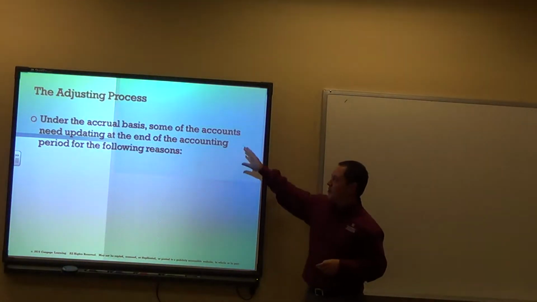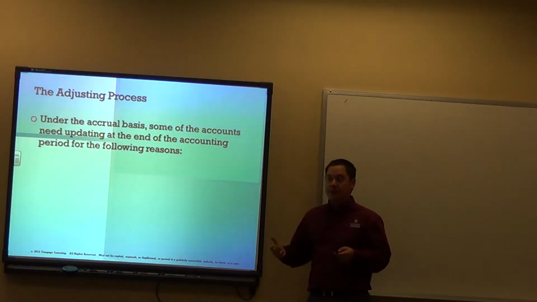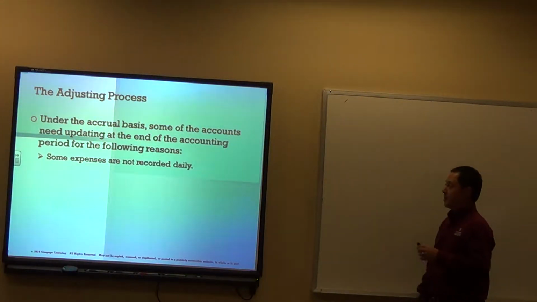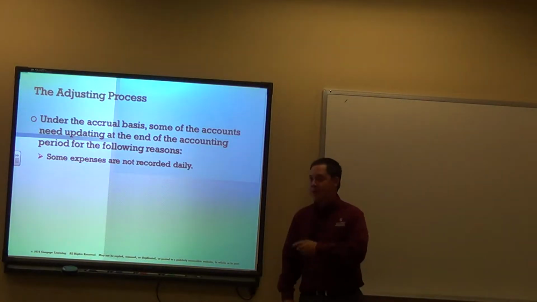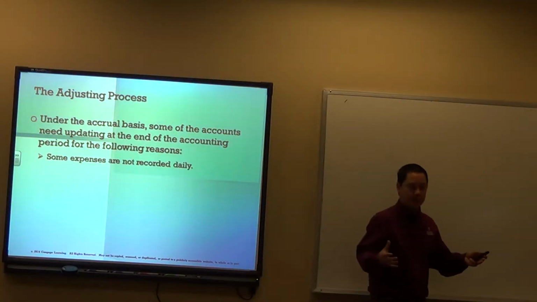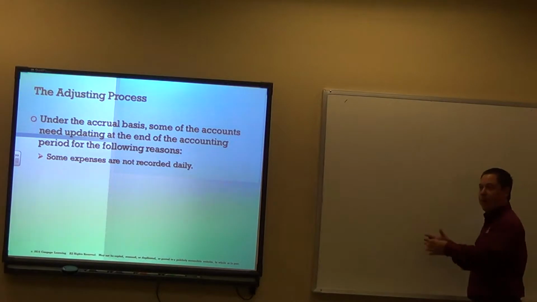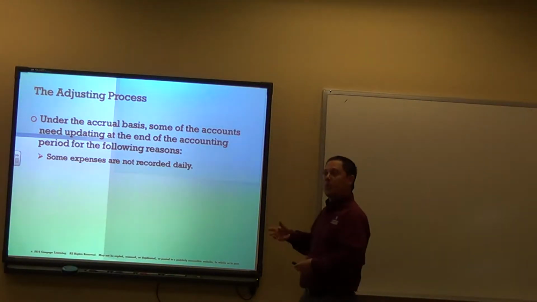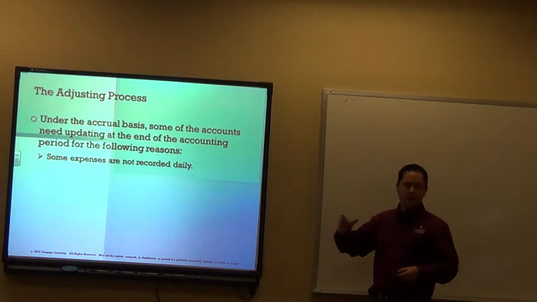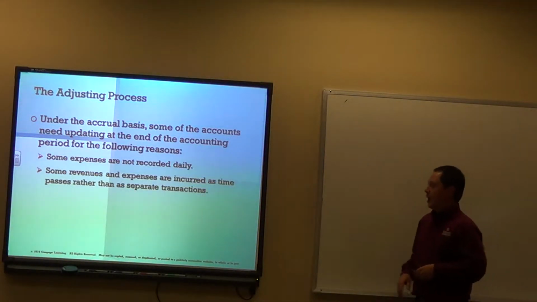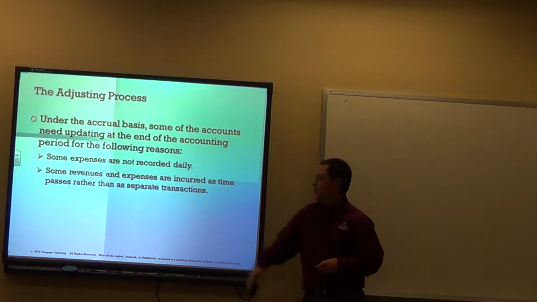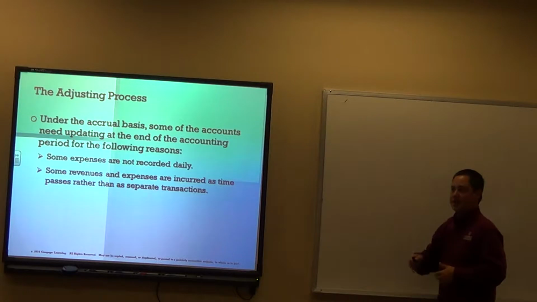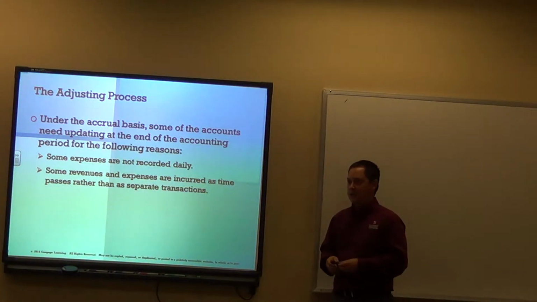On an accrual basis, you may need to update some of those accounts because things change. So we'll take a look at some of the following reasons. Some expenses are not recorded daily, like our supplies. We buy a bunch of supplies, and then all of a sudden we find out we've used a lot of them. So at the end of the month we figure out how much supplies we have left, and then we have to make adjustments to those supplies. And some revenues and expenses are incurred as time passes rather than in separate transactions. Again, with supplies, we're not looking every day to see how much we've used.